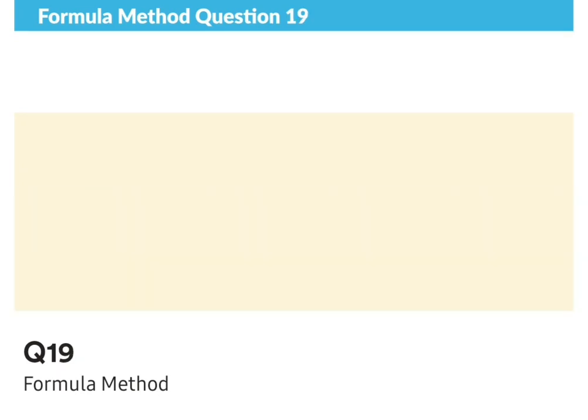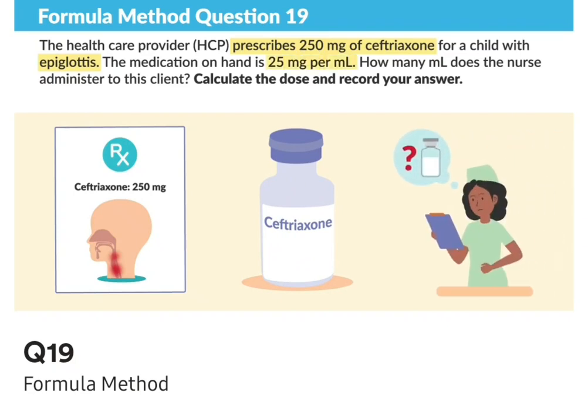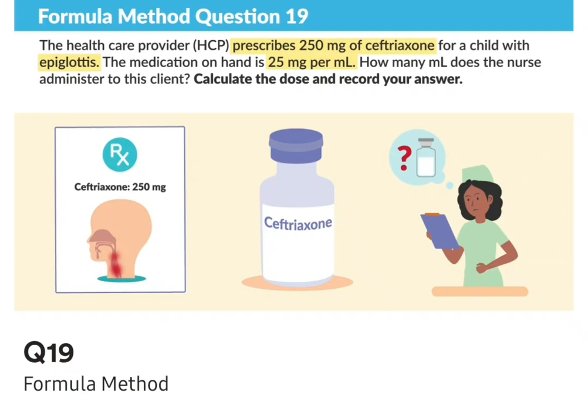Now for question 19. The healthcare provider, HCP, prescribes 250 milligrams of ceftriaxone, the antibiotic, for a child with epiglottitis. The medication on hand is 25 milligrams per mL. How many mLs does the nurse administer to the client?